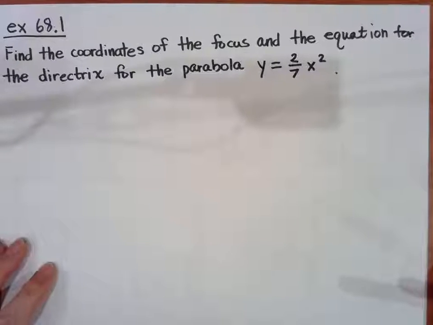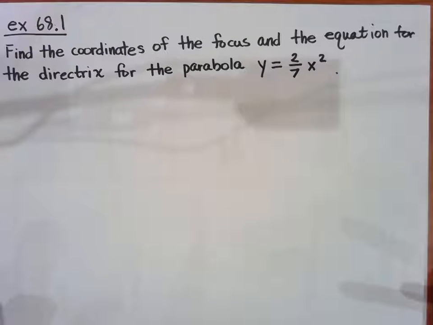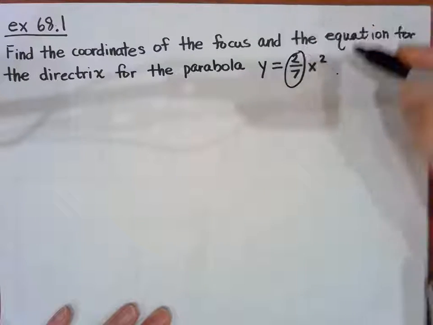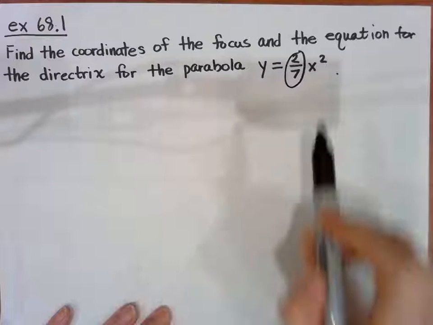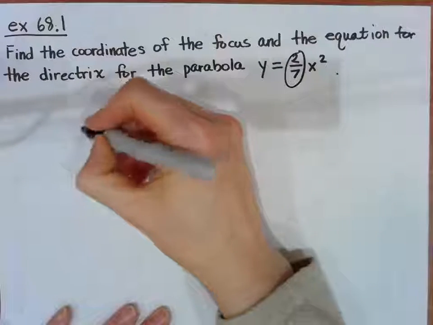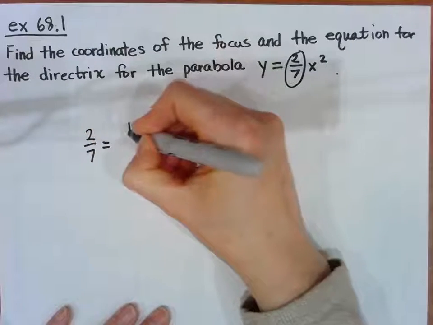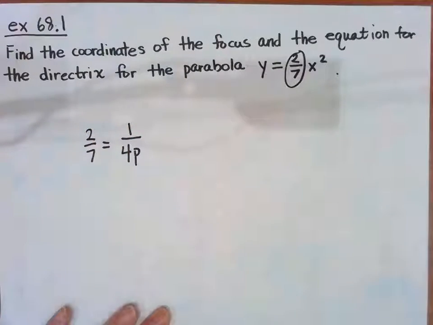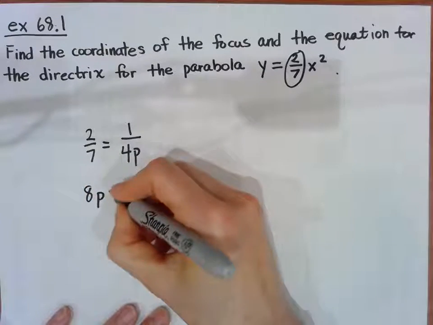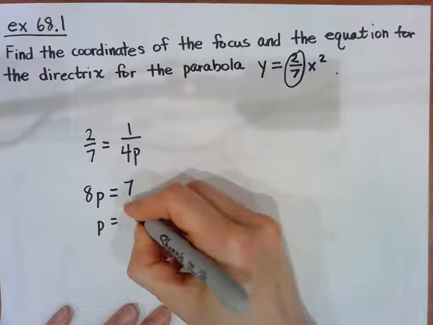So we want to find the coordinates of the focus and the equation for the directrix for the parabola y equals 2/7 x squared. Okay, so this is just like what we've done previously. We know that whatever coefficient is in front of the x squared term is related to the distance that the focus is from the origin. So we know that 2/7 is 1/4p. Okay, so if we do the cross multiply, we'll have 8p equals 7, and p is 7/8.